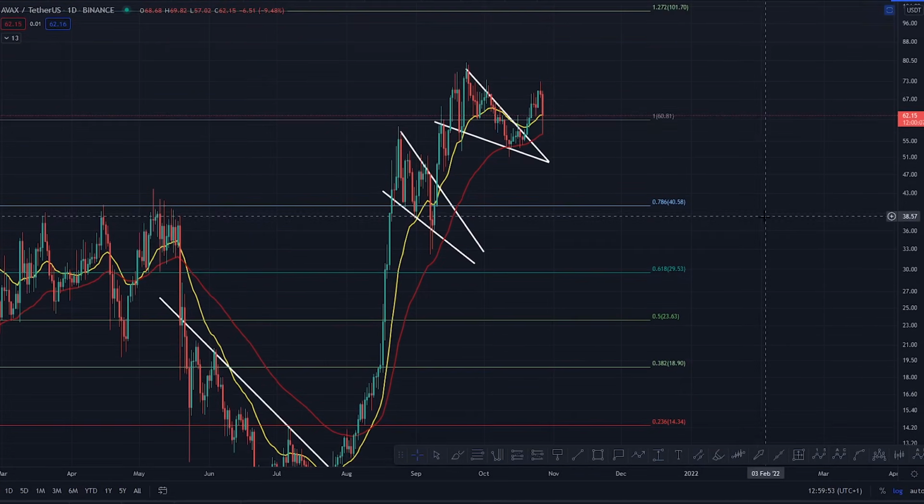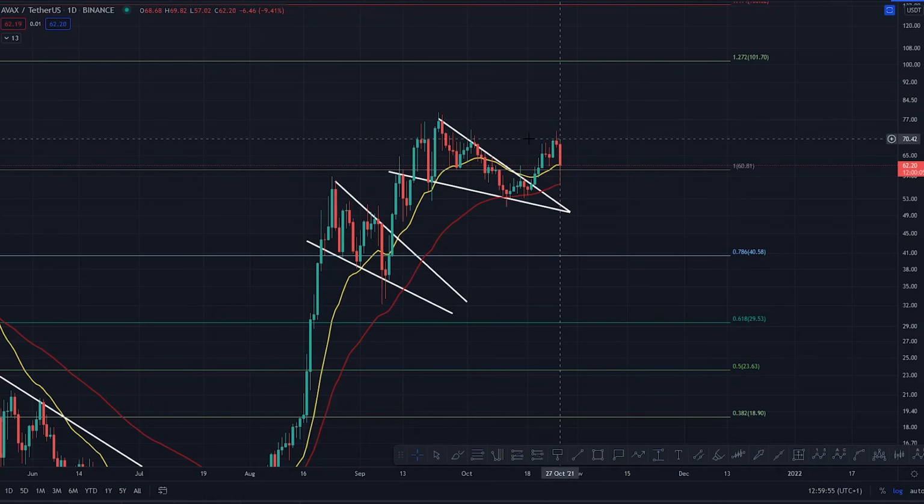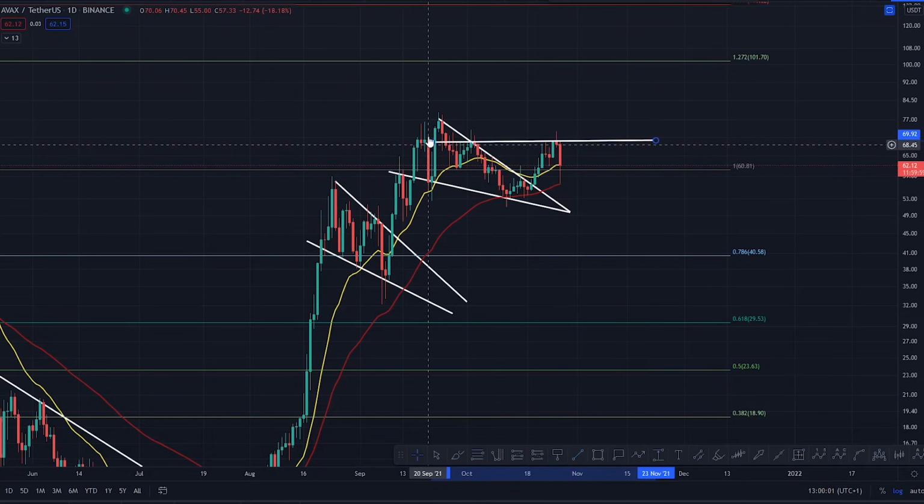You can see that this particular level of resistance just here is the point of contact in the wedge. So that's where you run into resistance. That's good, that's confluence, that you're retracing right now. You see that? Boom, look at that.